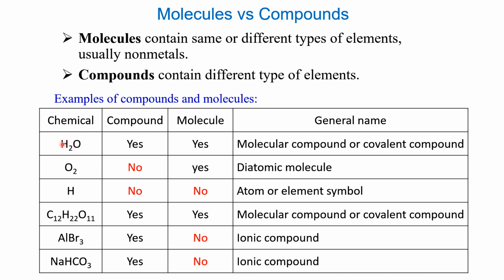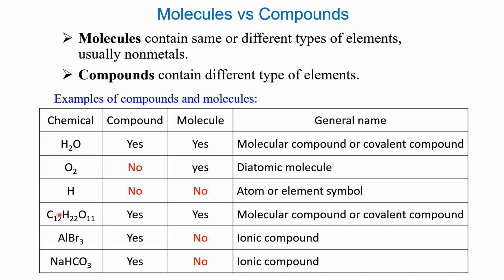Now this is water. Water is a compound because there are two different elements, hydrogen and oxygen. It's also a molecule because both are non-metals. So the general name is a molecular compound, or you can say covalent compound. Oxygen. This is the oxygen molecule. It's oxygen gas. It's not a compound because it's just one type of element, but it is a molecule because it's a non-metal, so it's a diatomic molecule. Hydrogen, if you see this symbol, then that's not a compound, not a molecule. It's just the atoms of hydrogen, or the element symbol.